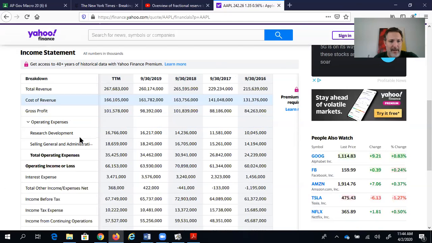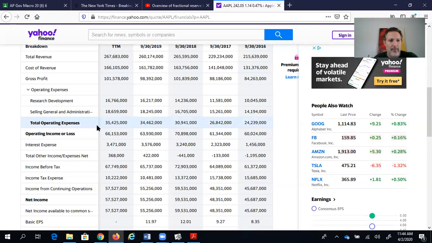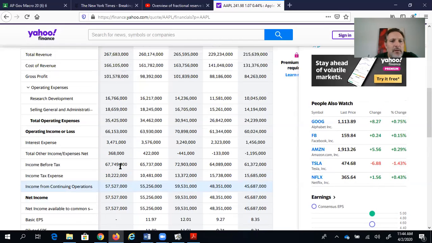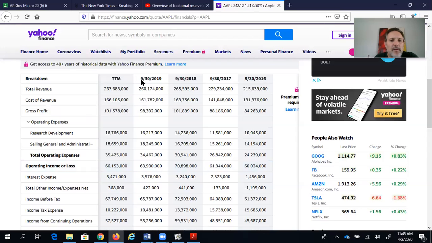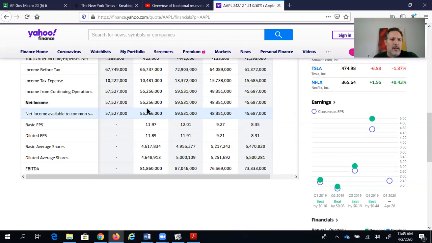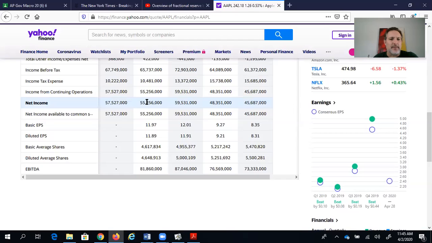And then you have operating expenses, so that's their total operating expenses. So you have revenue, cost of revenue, you have gross profit. And then down here is what you're looking for. This is net income. That's how much Apple as a firm made last year, or TTM. Looking at the statement ending 9/30/18 to 9/30/19, in that year-long period, Apple made, I want to say, $55 billion. That's thousands, yeah, so $55 billion. It's a very profitable company.